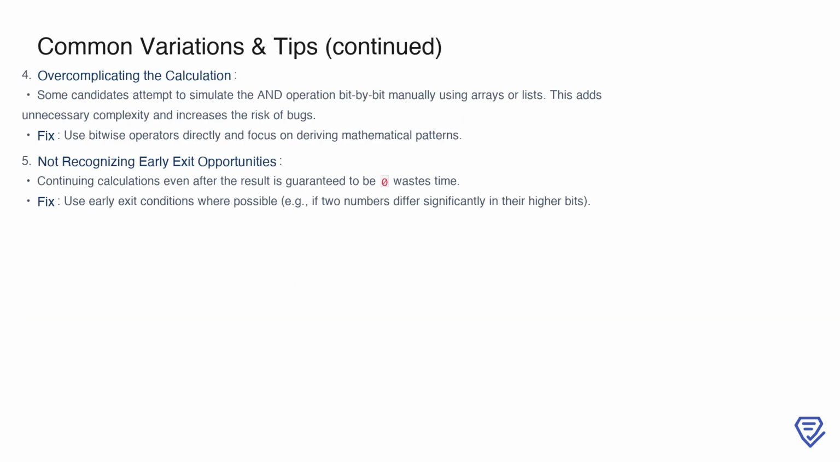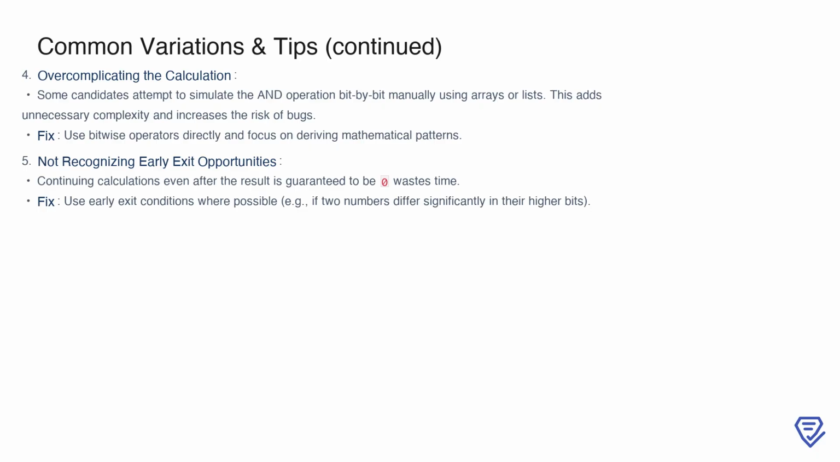Another common pitfall is overcomplicating the calculation. For instance, some candidates attempt to simulate the bitwise operation manually, bit by bit, using arrays or other data structures. This approach not only increases the risk of introducing bugs but also adds unnecessary complexity to the solution. Instead, you should rely on bitwise operators directly and focus on identifying patterns or mathematical shortcuts.